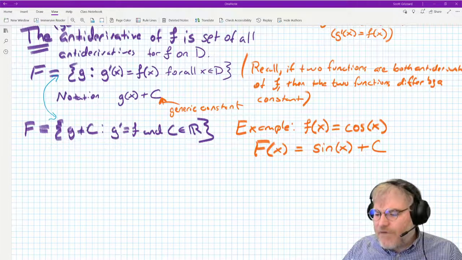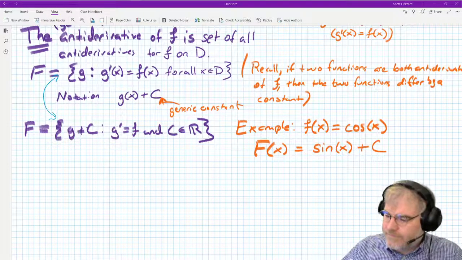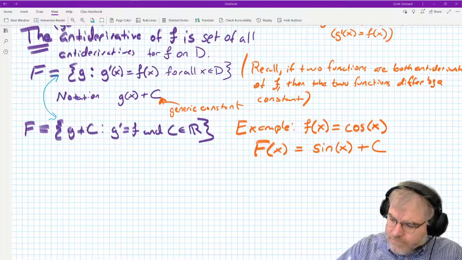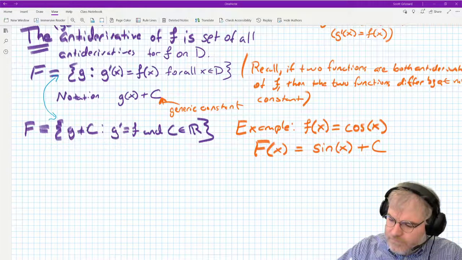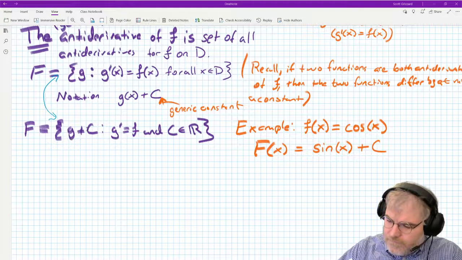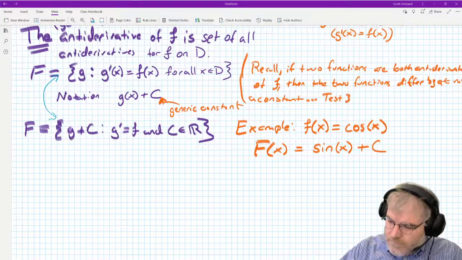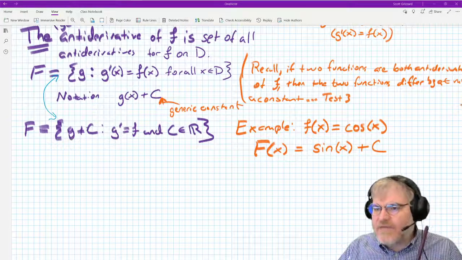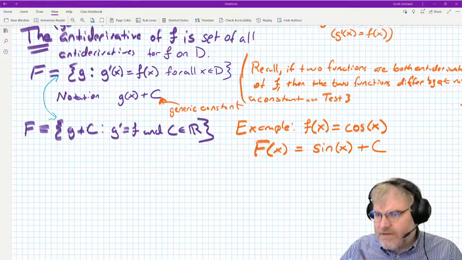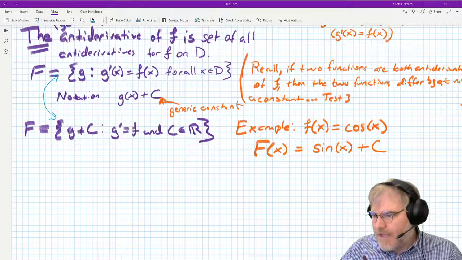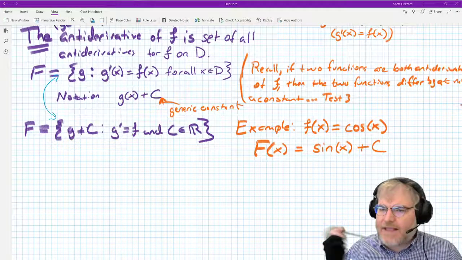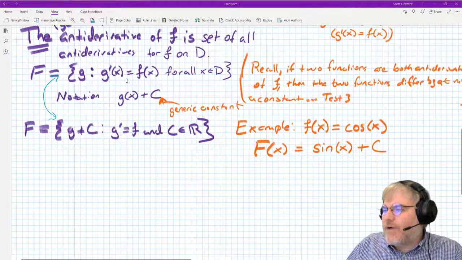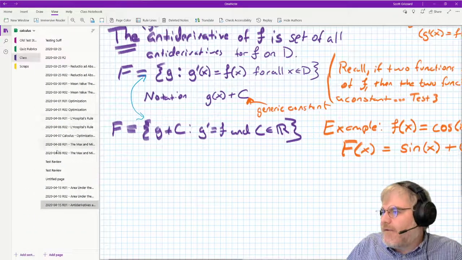Yes, but they differ by at most a constant. So that means that they're vertical shifts of each other. Antiderivatives for the same function are vertical shifts of each other. And that was that thing that we did before the test.